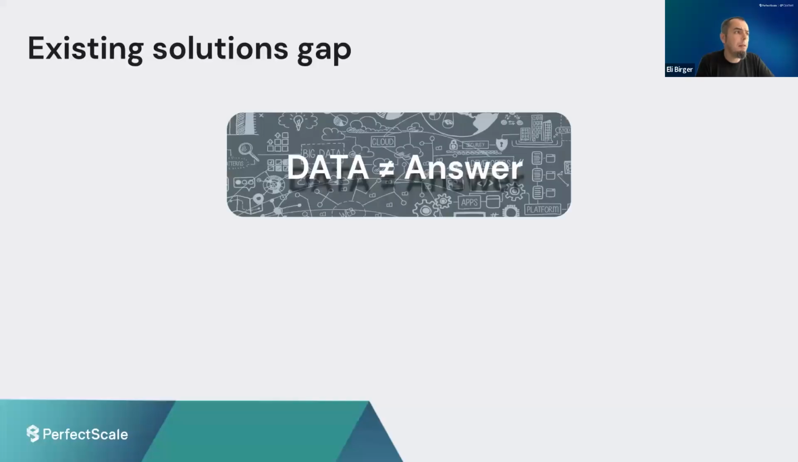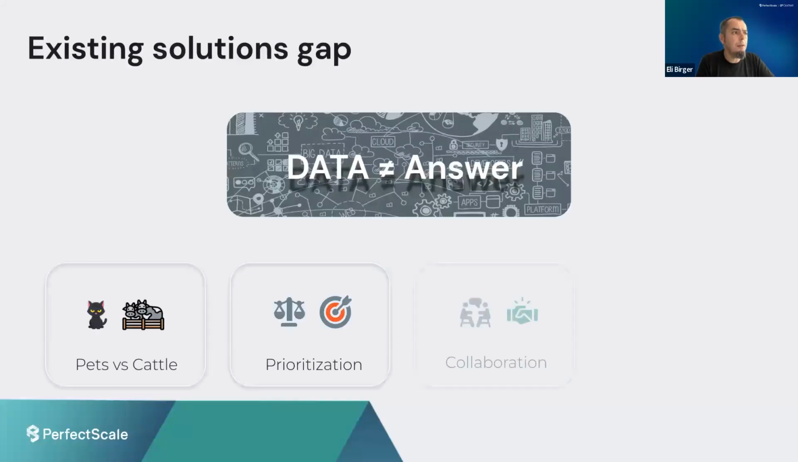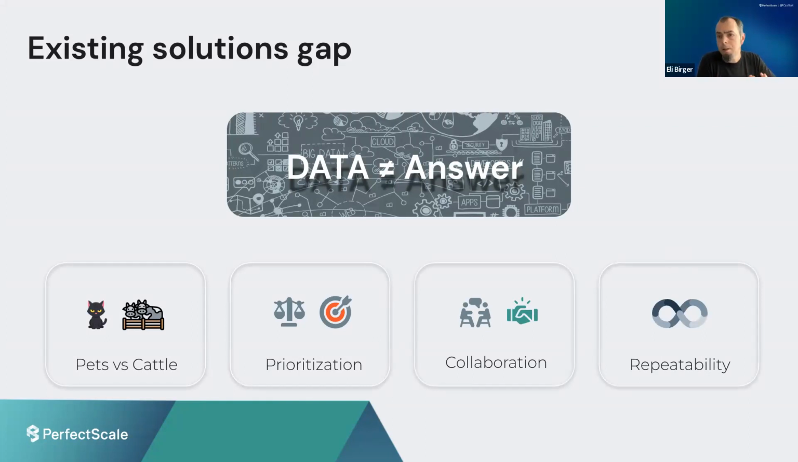Why is that? There are multiple reasons. The main reason is that we have a monitoring issue. We have monitoring solutions. We maybe have a FinOps solution, but they all provide us with data. Still, data is not the answer that we are looking for. Where is the gap between those two?